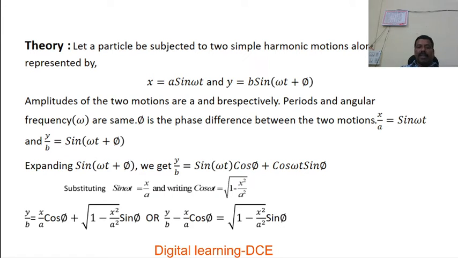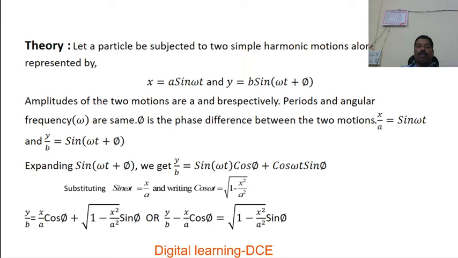Then we may represent the two motions from the above equations. Now by using the above equations we have x by a equals sin omega t. We are going to separate the position variables on one side and the phase variable on the other side, thereby x by a equals sin omega t. Similarly, the second equation, y by b equals sin(omega t plus phi).